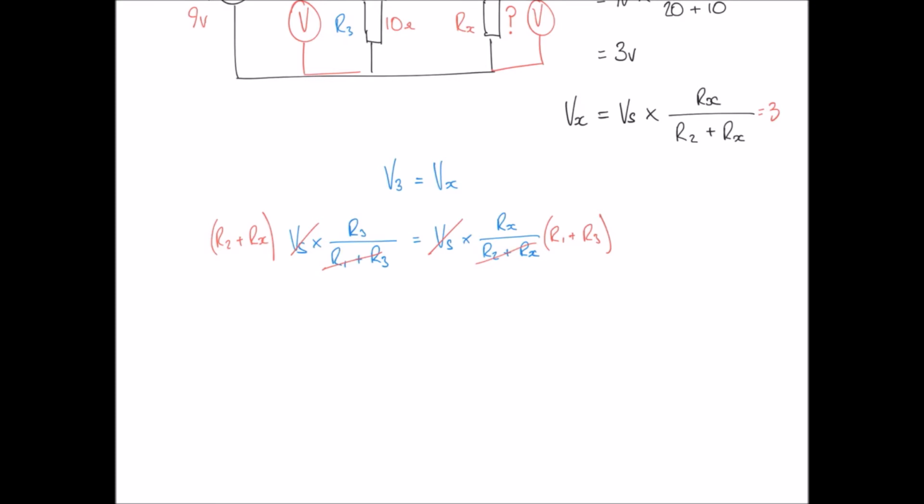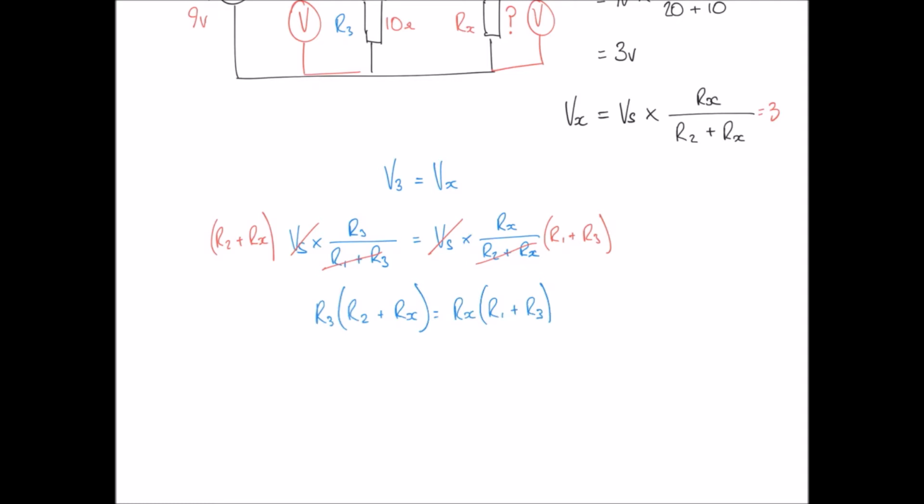So we've made a mess of our formula here. Let's rewrite it a little bit more neatly, because on the left hand side we have R3, which is still there, now multiplied by R2 plus Rx. So we've got something that looks like this: R3 multiplied by, in brackets, R2 plus Rx, and that's equal to, on the right hand side, Rx multiplied by R1 plus R3.